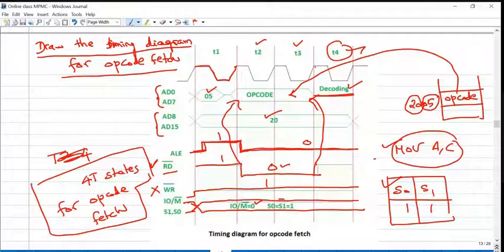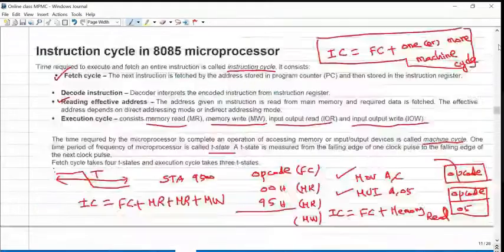During the first clock pulse, this ALE signal must be high. That is what we discussed in the block diagram. Do you remember?